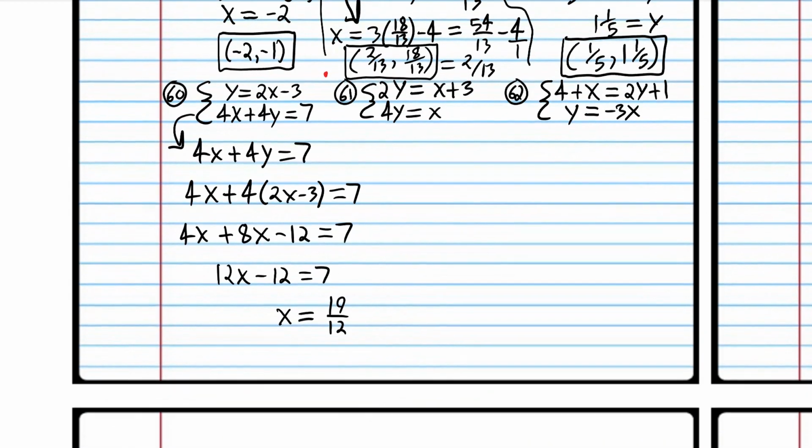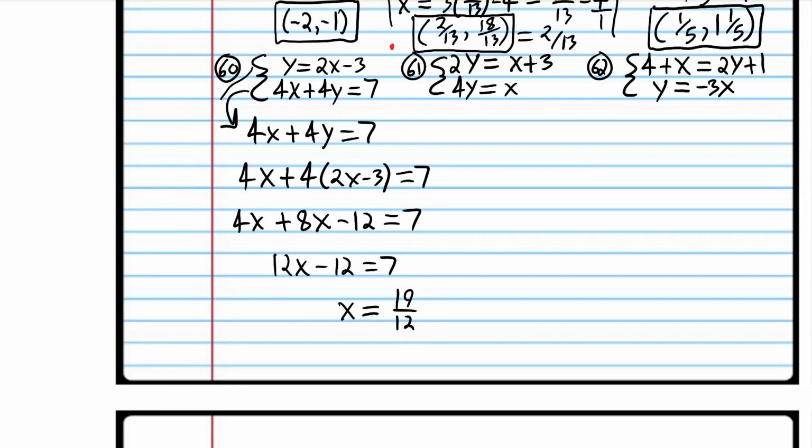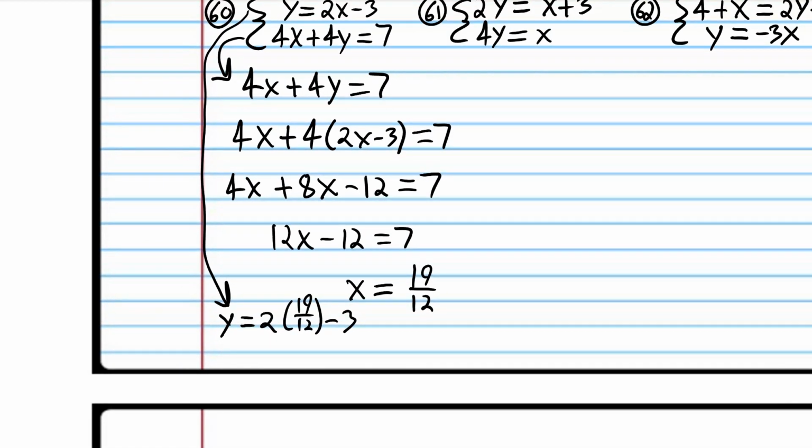And so now we're going to take the first equation where y was actually isolated, because that's just the easiest way to do it. And we're going to find y. So y is equal to 2 times x, and we found x is 19 over 12, minus 3. And if we do the math on that, we end up with, looks like it's going to be 1 over 6. So the final solution is 19 over 12 and 1 over 6. Again, we're writing it in coordinate form.